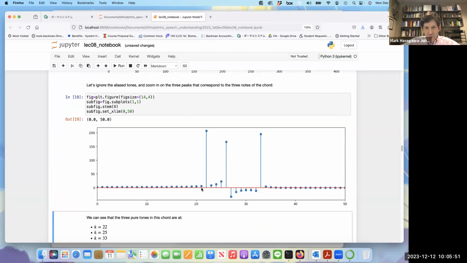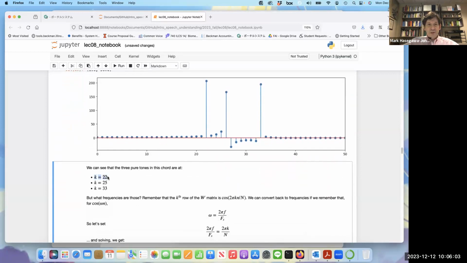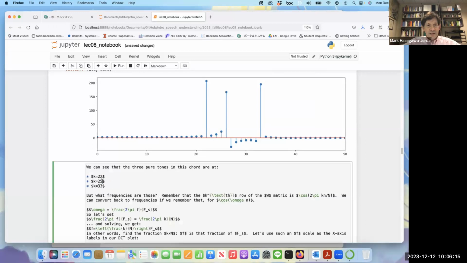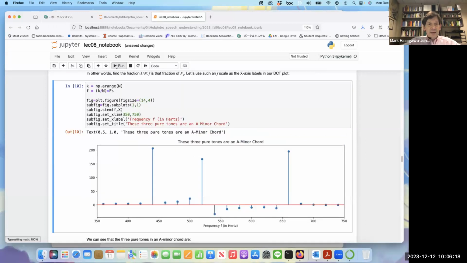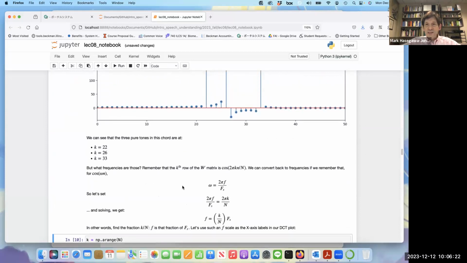Those frequencies are frequency number 22, frequency number 26, and frequency number 33. So we can see that those 3 pure tones are at k equals 22, k equals 25. Is that right? 3, 4, 5. No, I think it's 26. 7, 8, 9, 30. Yeah. Sorry, this is a mistake. This should be 26. k equals 22, k equals 26, and k equals 33.